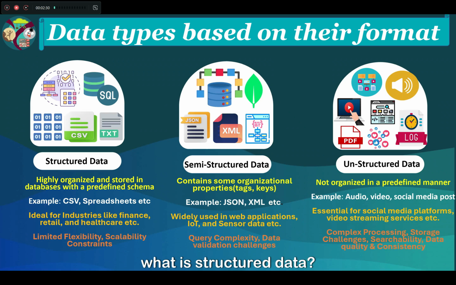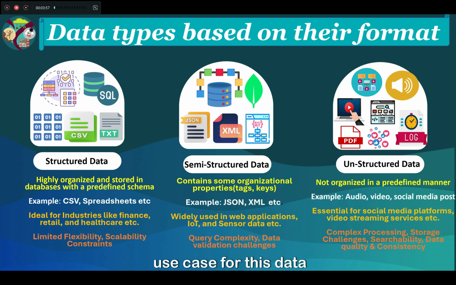What is structured data? Structured data is data that is highly organized and stored in databases with a predefined schema, which, in simple words, means structured data is stored in a human readable format. You can easily read it and understand the data. Examples of structured data are CSV files or spreadsheets. If you're storing customer information or financial information in a spreadsheet, typically the structured data will be stored in the form of rows and columns. So it makes it easy to search, analyze and retrieve.